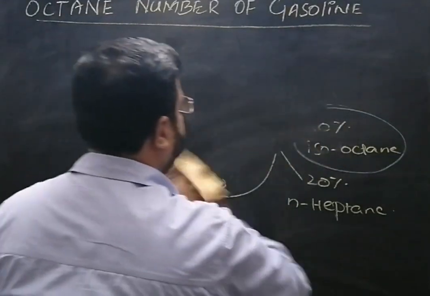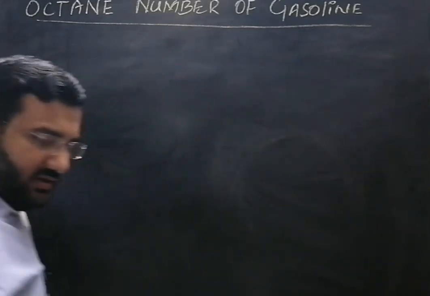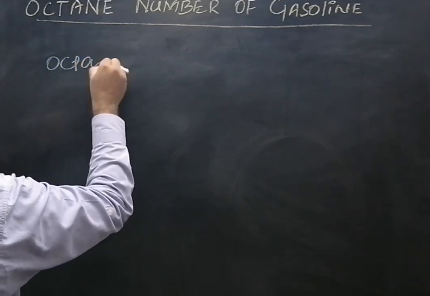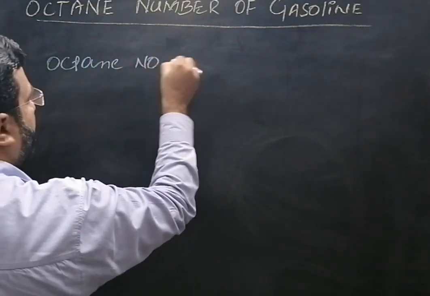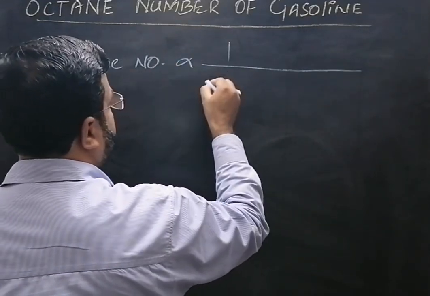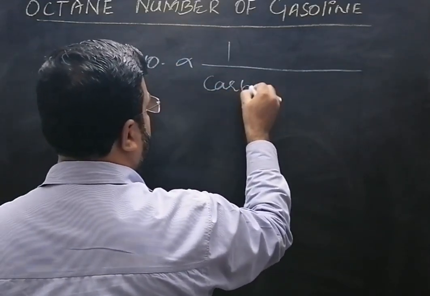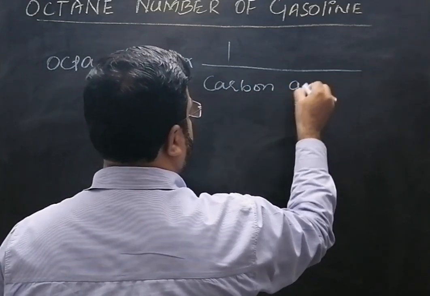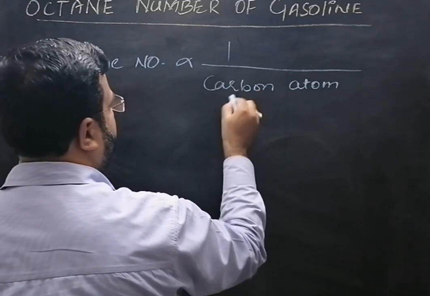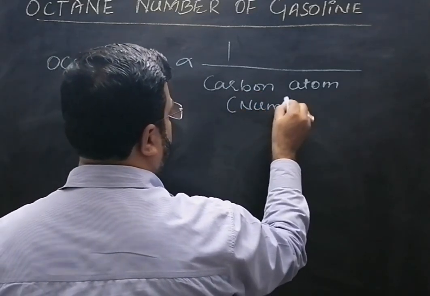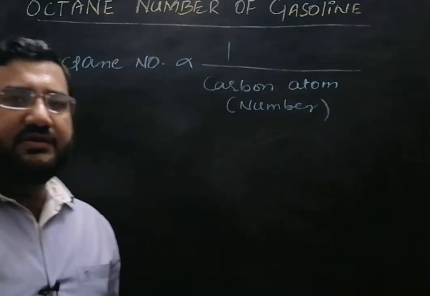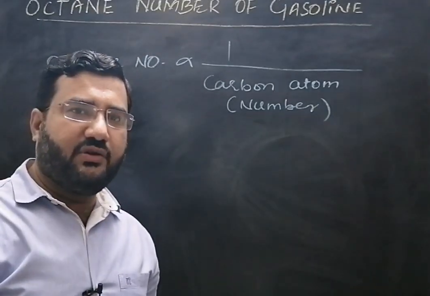Now, what are the factors that affect the octane number? First of all, octane number is inversely proportional to the number of carbon atoms in the compound. So octane number is inversely proportional to the number of carbon atoms.